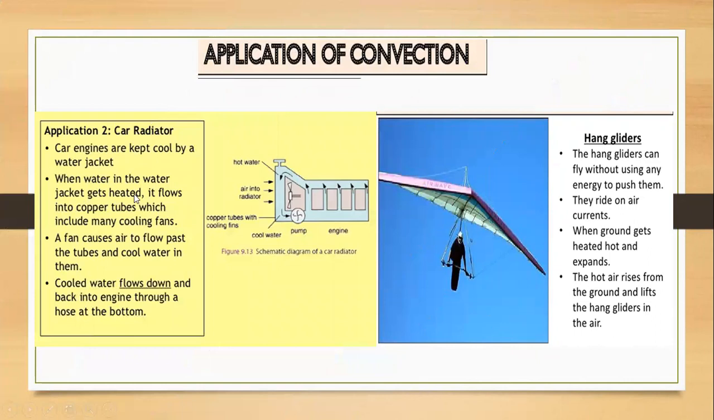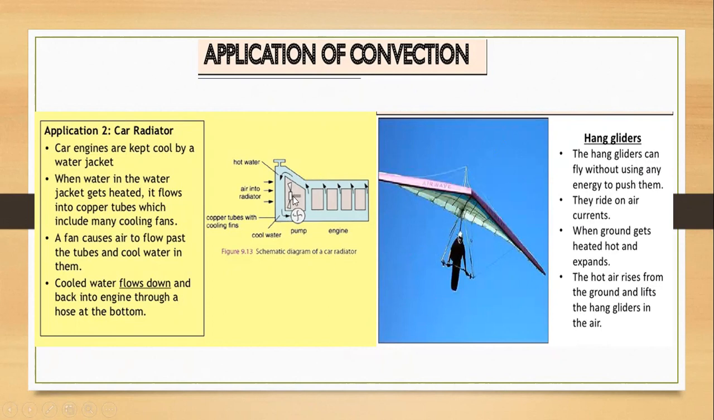Now the applications of convection. You can see these are hang gliders. As the land quickly heats up, the air above the land becomes warmer and rises up. The hang gliders make use of that hot rising air, and this hot rising air from the ground lifts the hang gliders in the air, and they ride on the air current. Thus this glider takes help of the convection current that is formed by the air above the land.